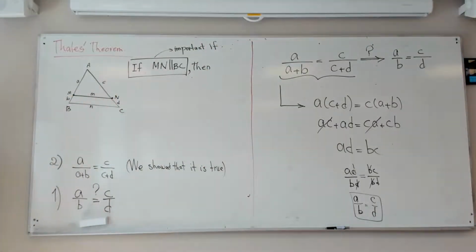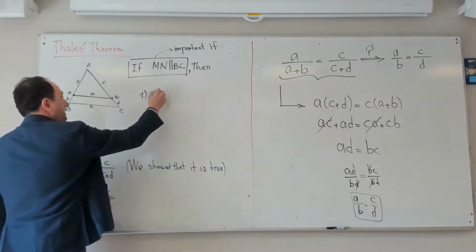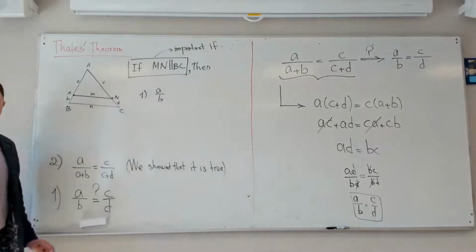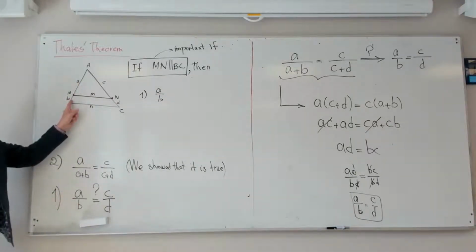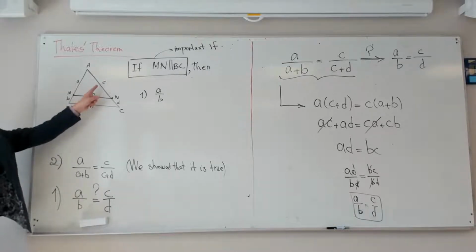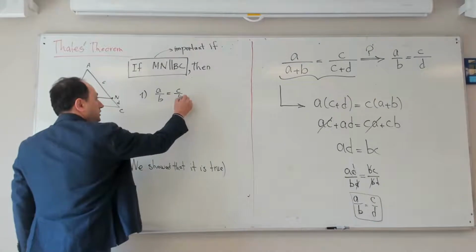If MN is parallel to BC, then you can write two things. You can write A over B, but if you decide to write A over B, there is no other choice. You have to write C over D. And that is the end of the story, full stop.